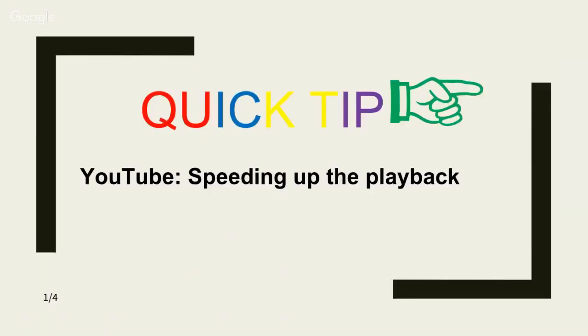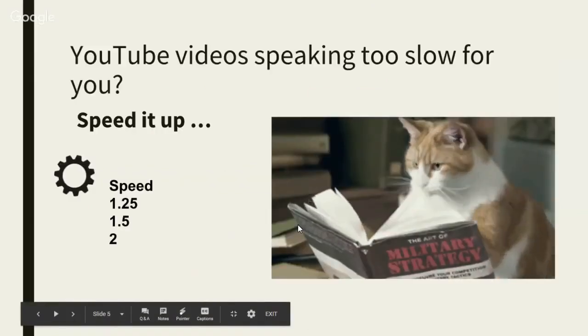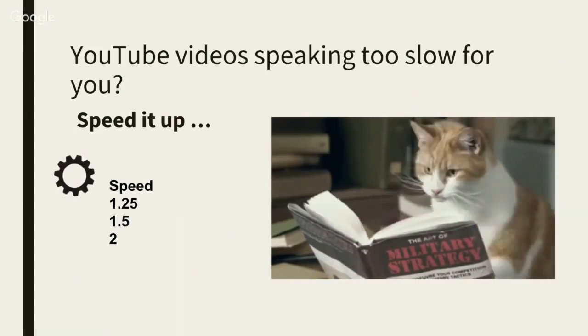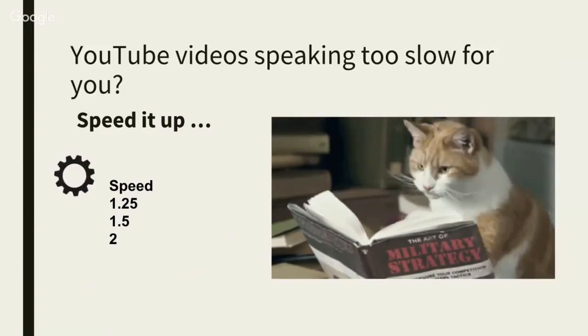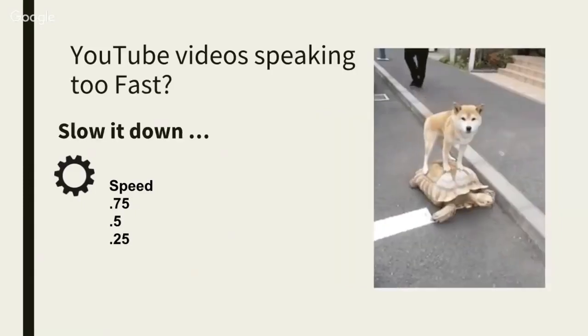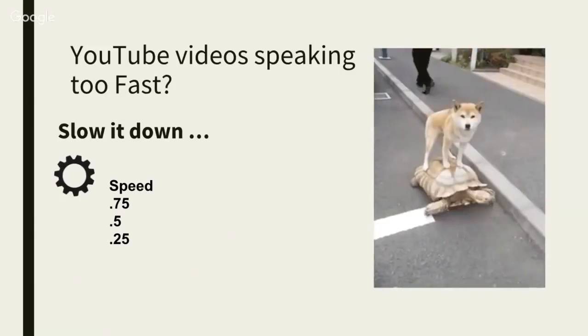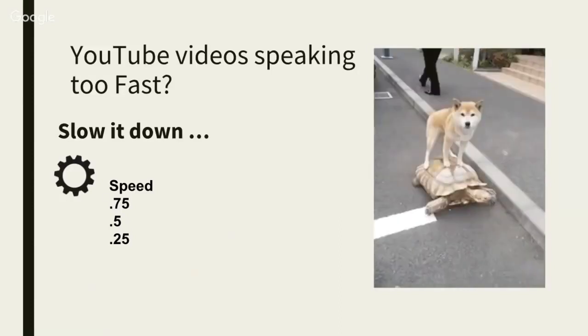The quick tip is about watching videos on YouTube and that there's a setting to speed them up or slow them down. Sometimes you want it to go faster, and you have 3 choices: 1 1/4 speed, 1 1/2, or double speed. And vice versa, sometimes the speaker is going too fast and you want to slow it down. That's still a speed setting. You just go to the other side. You have 3/4 speed, half speed, or 1/4 speed.